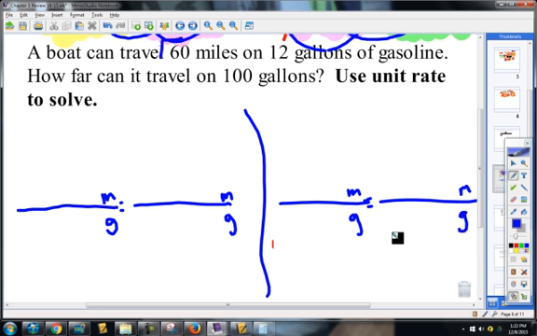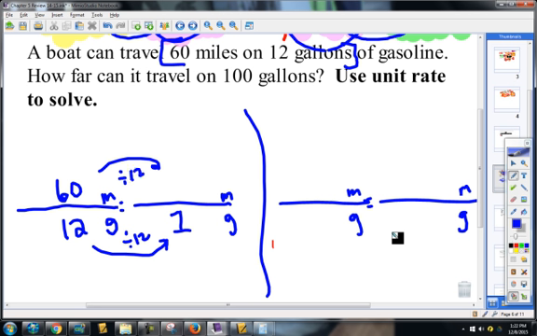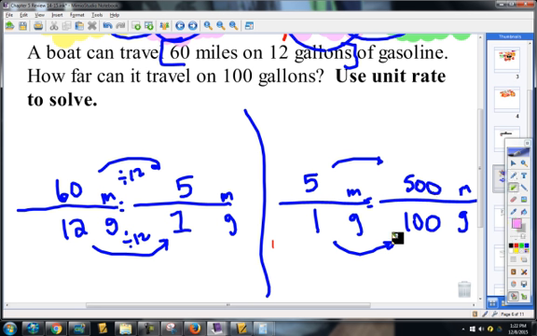I put my fake ratio on there, which is right there. 60 miles using 12 gallons. My unit rate, 1 always goes there. You could cross multiply and divide, or just know that you're dividing by 12. So then you got to do 60 divided by 12 in that order. You're going to get 5 miles per gallon. Then I'm going to take that 5 miles per gallon, and I want to see how far I can go on 100 gallons. Times 100 would be 500. Okay? So then that would be your answer.